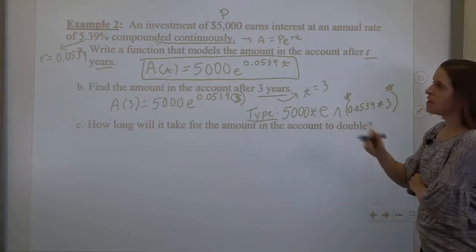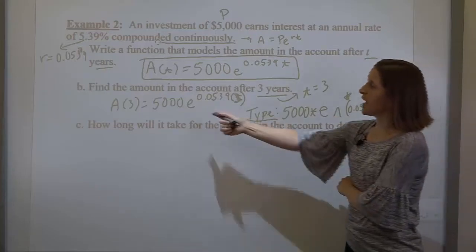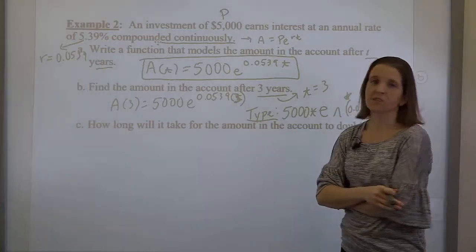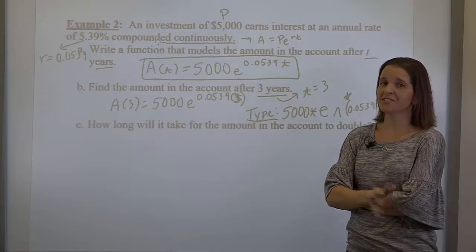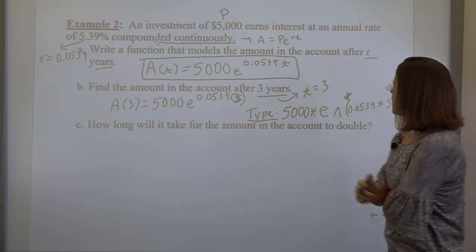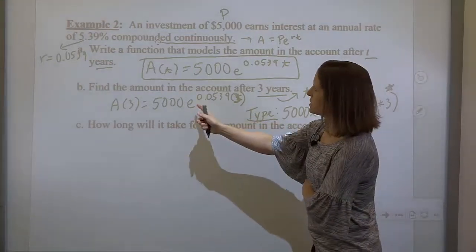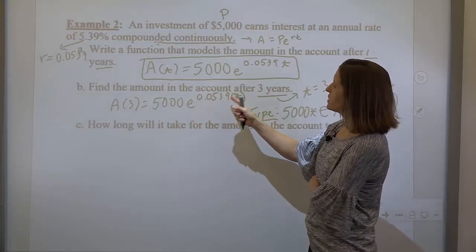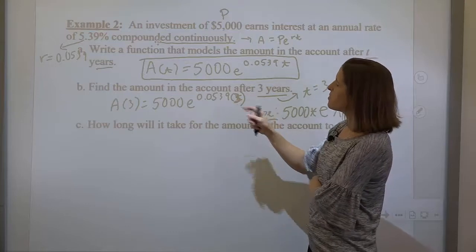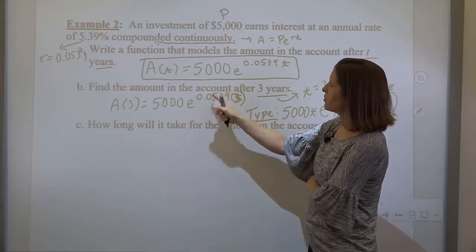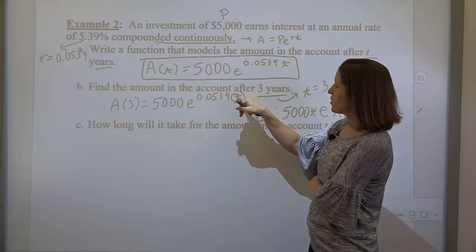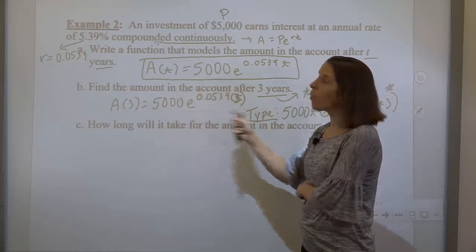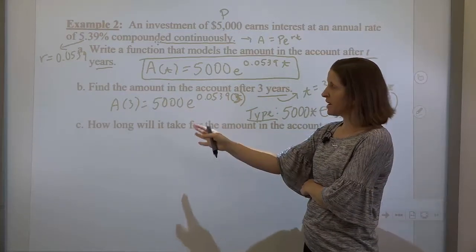So if you get some crazy answer, that after leaving $5,000 in for 3 years, you get out $1 million, you should know that something's up. If you just typed 5,000 times e caret with no parentheses, 0.0539 times 3, that will raise the e to the 0.0539, but then the 3 would go multiply the whole result, and you get something very different.